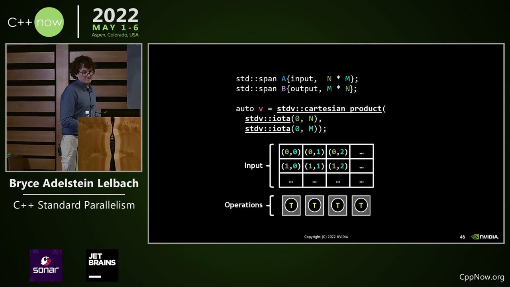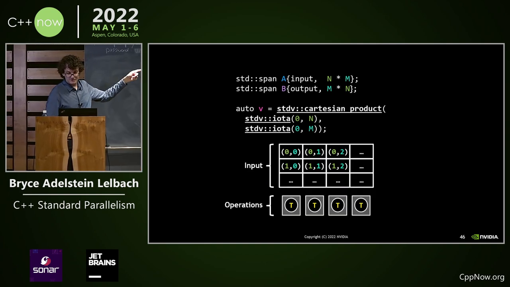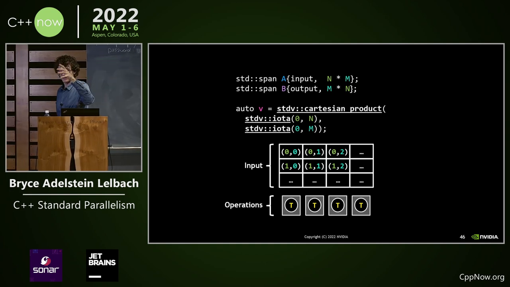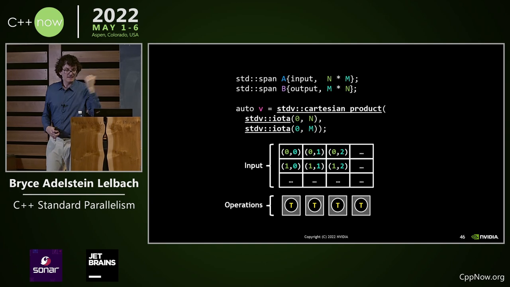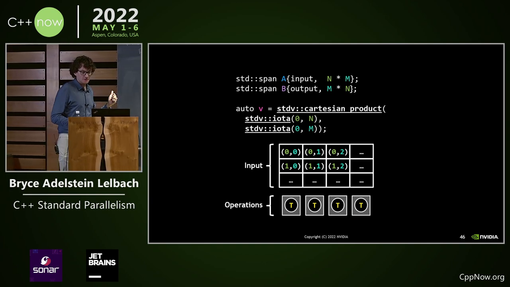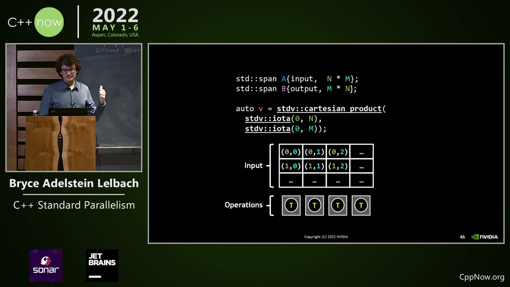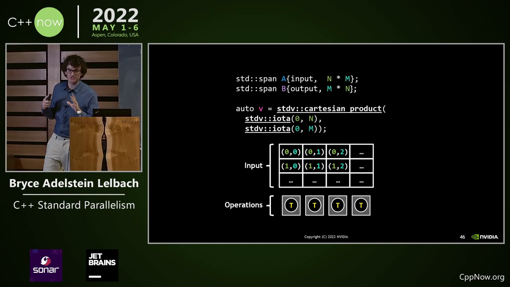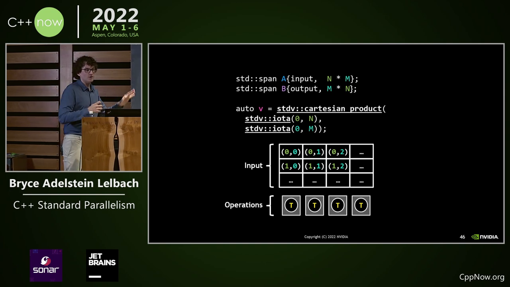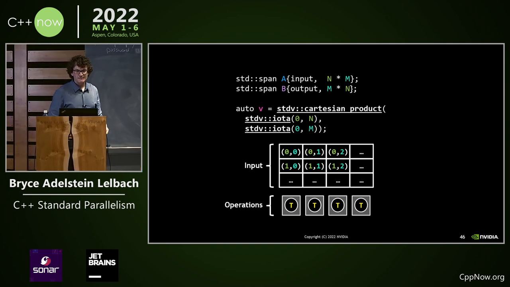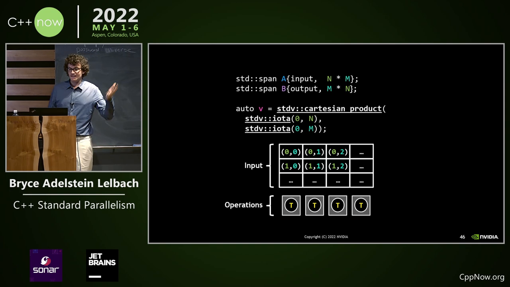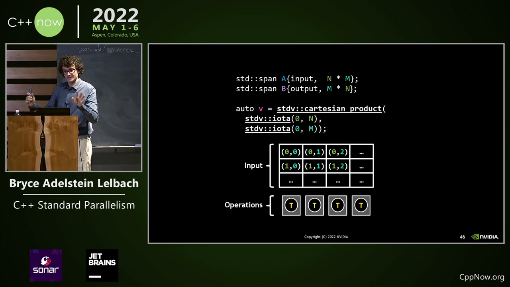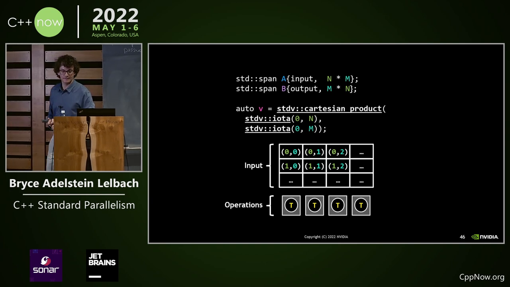So the range v here will produce two-element tuples from (0, 0) to (n minus 1, m minus 1). The iteration order here is going to be row major, so the second index will be contiguous. We can change to column major by switching the order of the cartesian_product. Unfortunately, there's no way to switch the iteration order here that's going to be agnostic to the actual algorithm that you're using under the hood, but that's something that we're hoping we'll be able to work on in future standards.